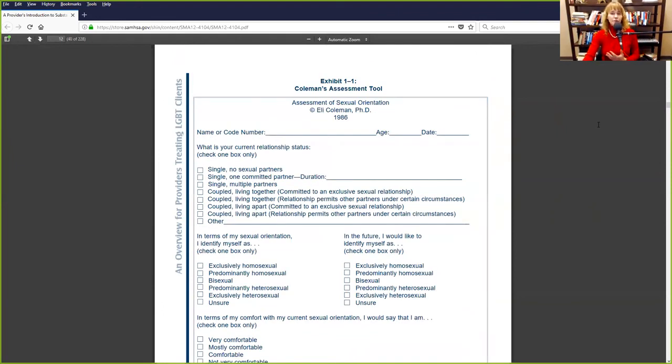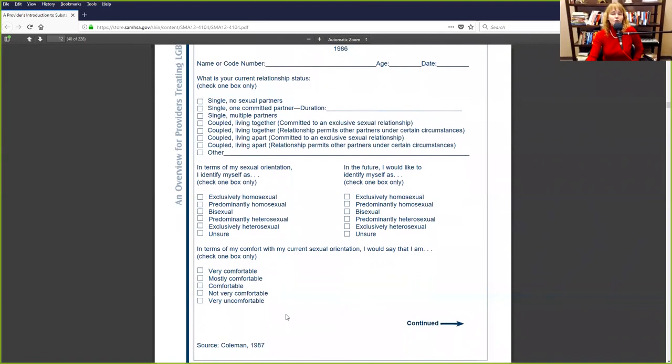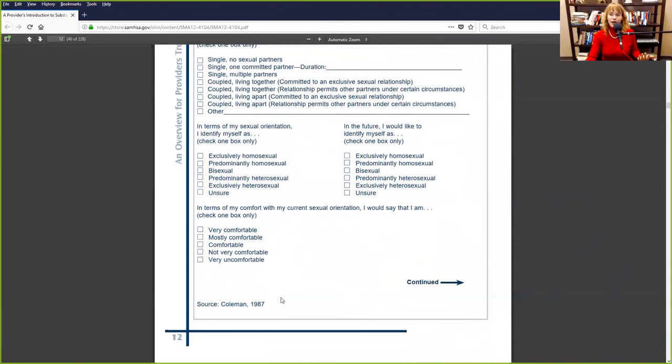It asks people to identify what their current relationship status is. And so even in the assessment, you can start putting out ideas and verbiage and hints, I can't find the word I'm looking for, that being LGBT is okay. So what's your current living relationship? How do you identify in terms of sexual orientation? In the future, how do you want to identify yourself? In terms of your comfort with your current sexual orientation, how do you feel?